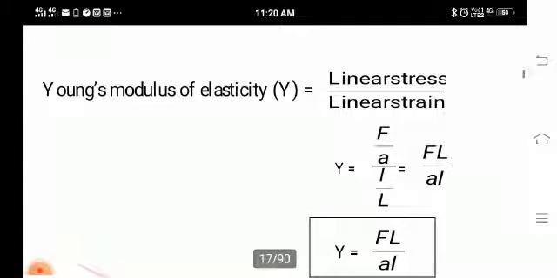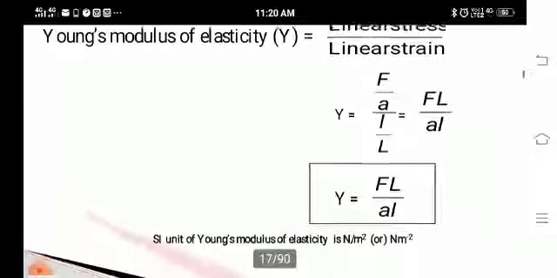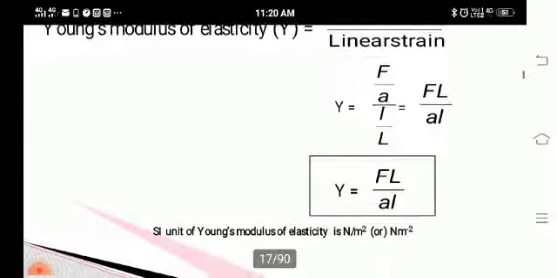Applying the value of linear stress and linear strain, we get Y is equal to FL divided by Al, where F is force applied, L is original length, A is area of cross section, and small l is change in length, where the unit of Young's modulus of elasticity is Newton per meter square.